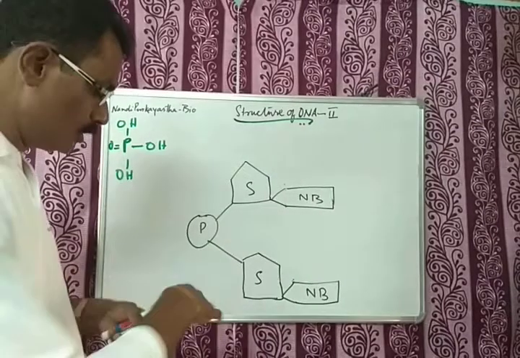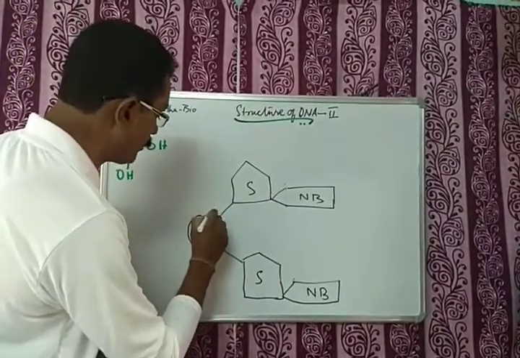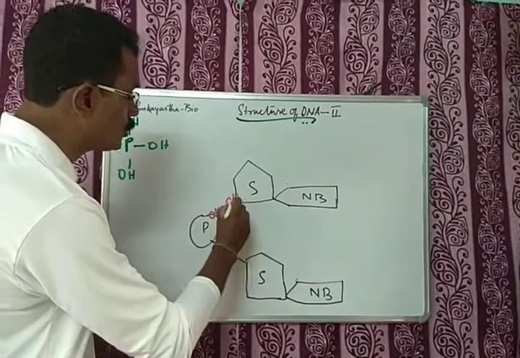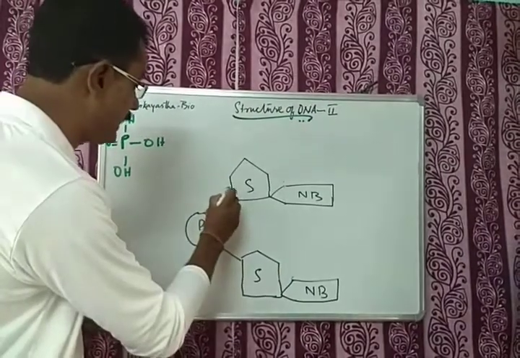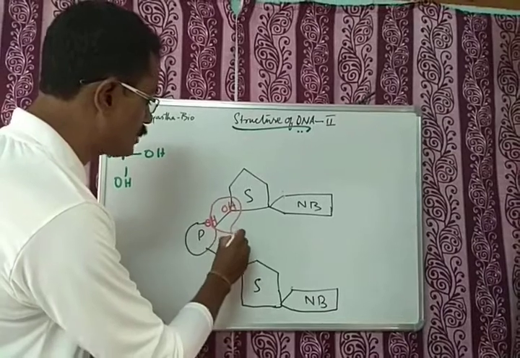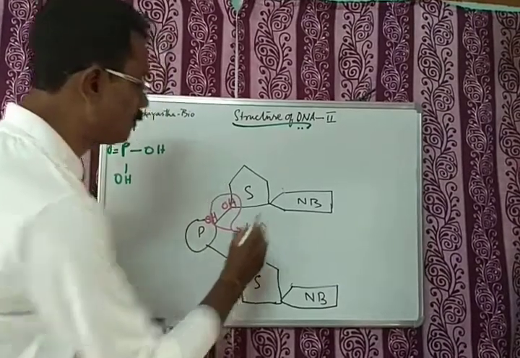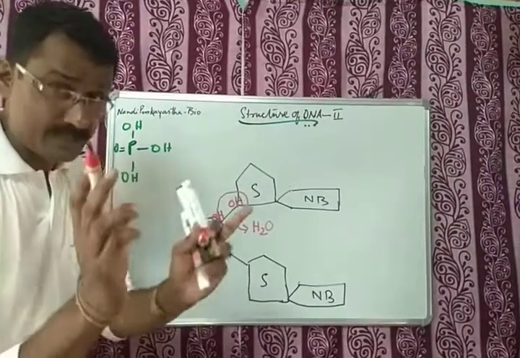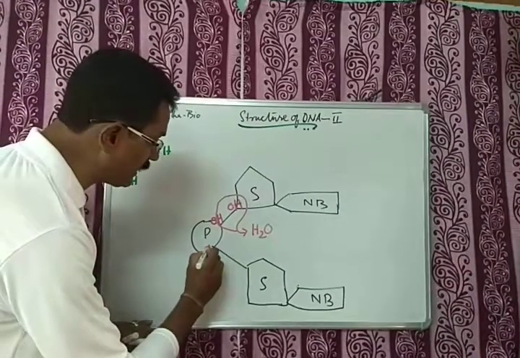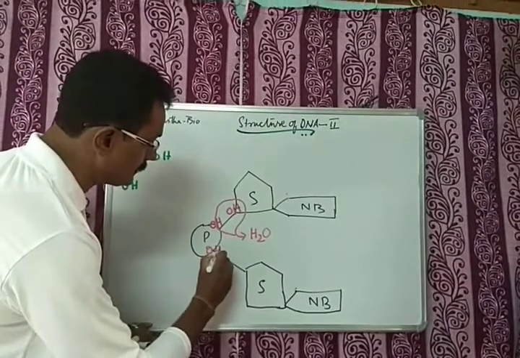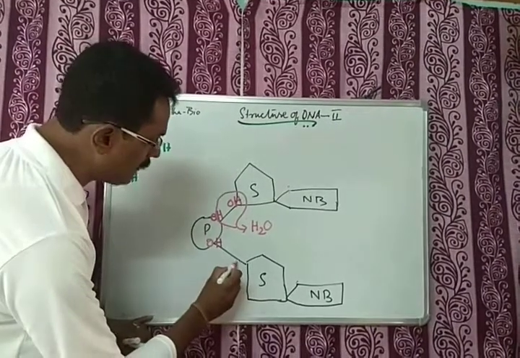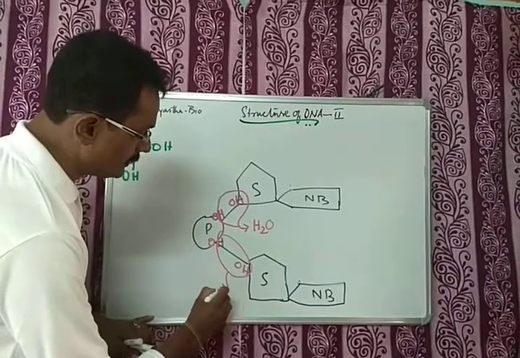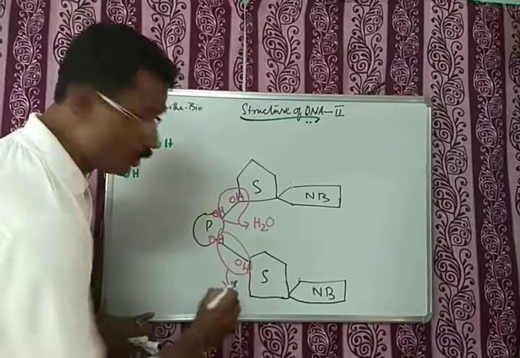So what is happening now? One OH of the phosphoric acid here unites with the OH of sugar, and then this OH moves out. A molecule of water moves out. Got it? And here also, another OH of the phosphoric acid unites with the OH of sugar. So here also one molecule of water goes out.